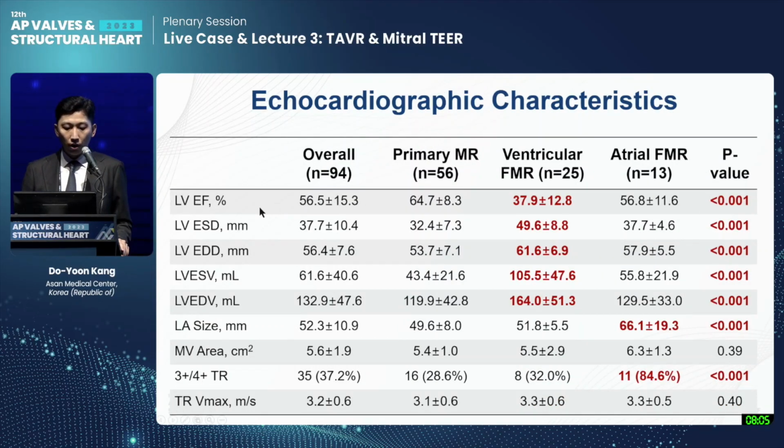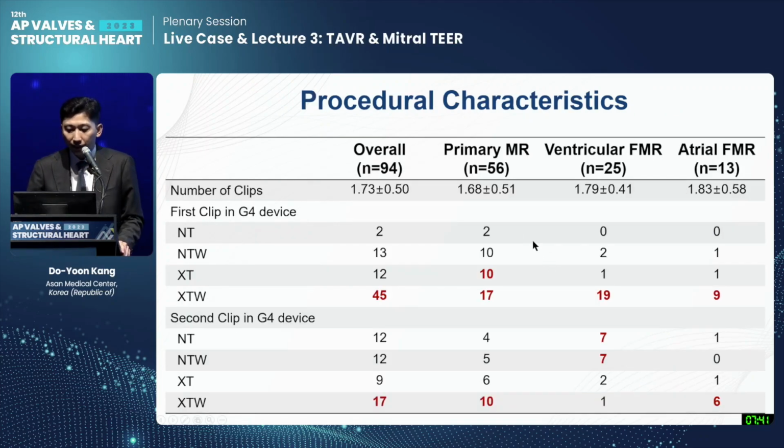And in echo, as you can expect, the LV ejection fraction is lower, and the LV volume and diameter are higher in ventricular functional MR. And atrial size is definitely bigger in atrial functional MR, and patients with moderate or severe TR were the most frequent in the atrial functional MR group. And for the procedural characteristics in our center, we like to implant 2 clips or more, so the mean number was 1.7, and in patients with atrial functional MR, the number was the largest.